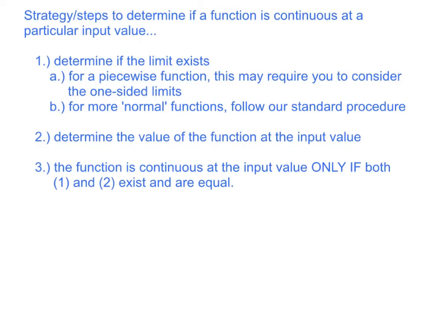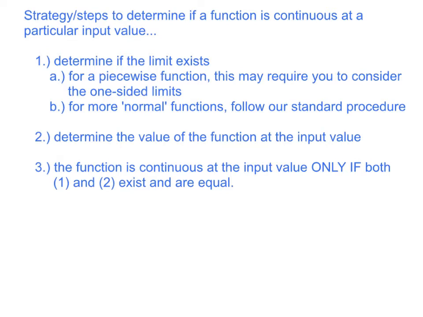So the next thing I should talk about then is, how do we determine if a function is continuous at a particular input value? And a part of that goes back to those two things on the previous page, but in case steps are helpful to you, here they are, right? As far as I'm concerned, your steps are this. First, determine if the limit exists, right? Side note, if it's a piecewise function, you probably need to think about one-sided limits. You need to look at the limit from the left and the limit from the right. For a more normal function, you can follow our standard procedure of attempting to evaluate the expression for the value, sort of work through that limit, right?